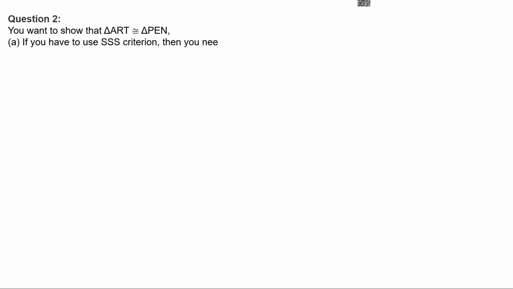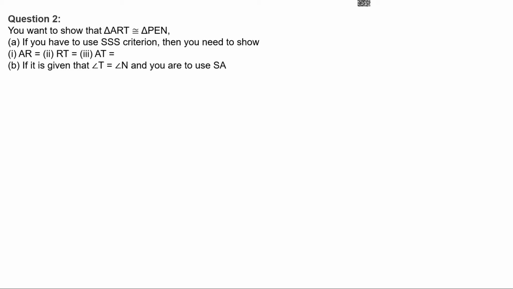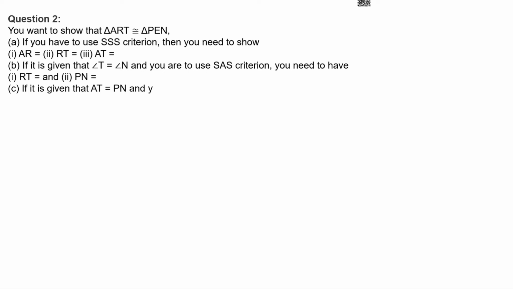Today I am going to start exercise 7.2 question number 2. In question number 2 we have to show that triangle ART is congruent to triangle PEN, in which, if you have criteria SSS, then you need to show AR equals what, RT equals what, and AT equals what.